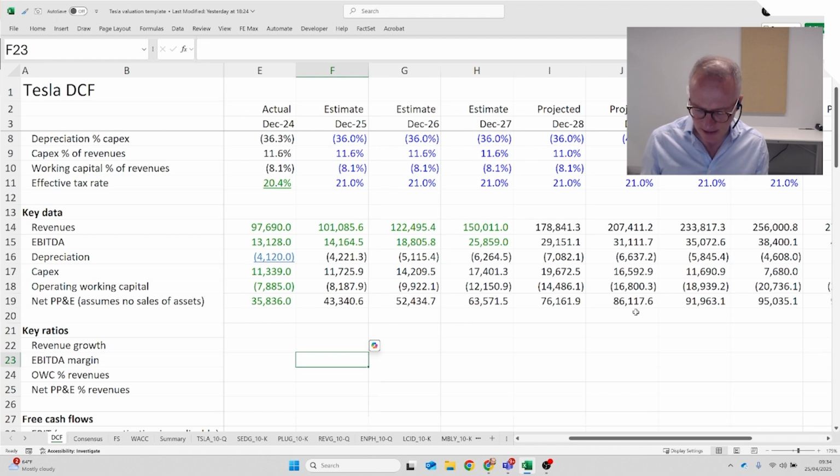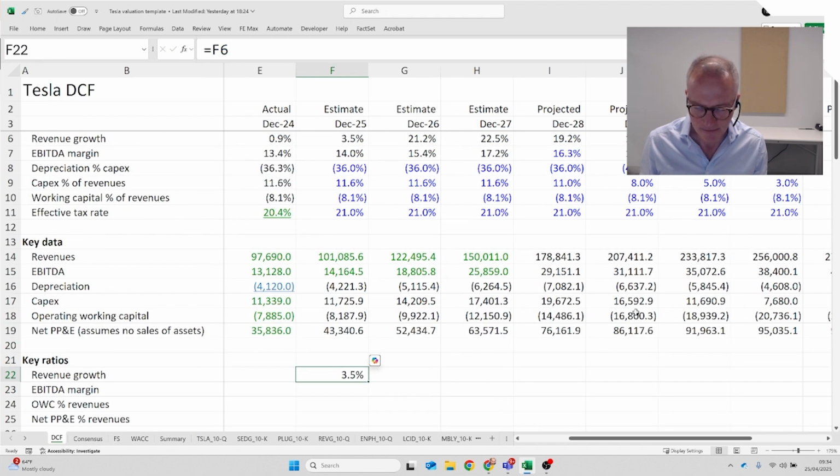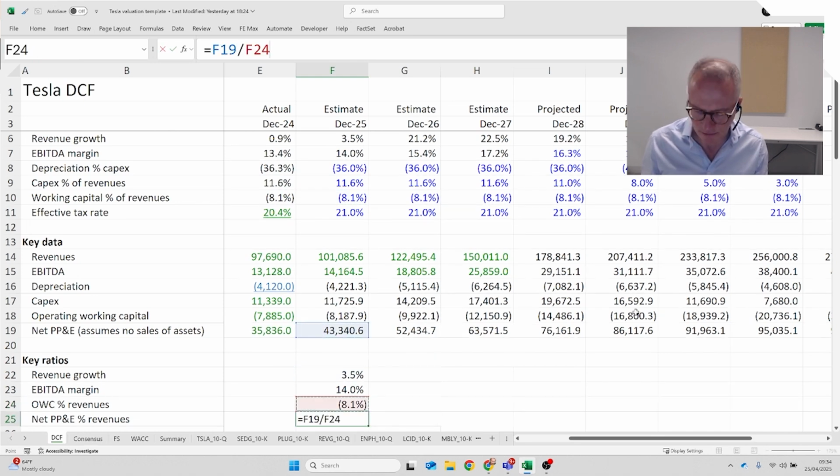So I'm going to pull in some of the key ratios here. I'm going to pull revenue growth in from the assumptions. My EBITDA margin, I'll get that from the assumptions too. Then operating working capital as a percent of sales, that's going to be from the assumptions. And then net PP&E divided by revenues. These are just some checking ratios.